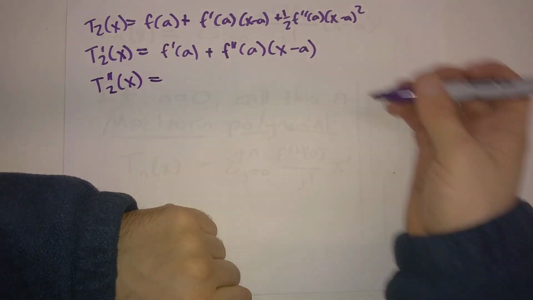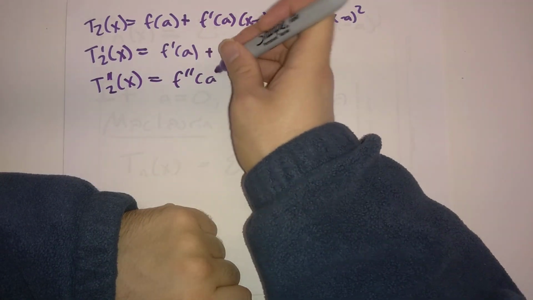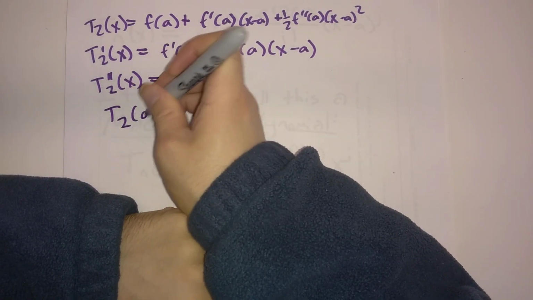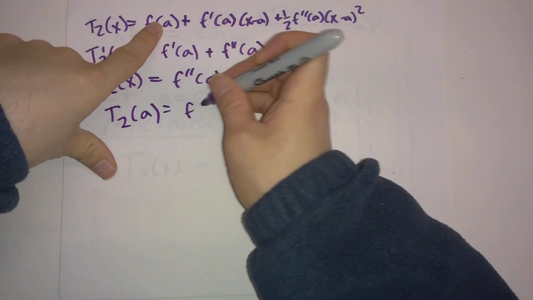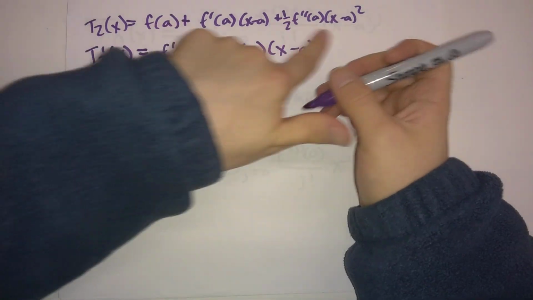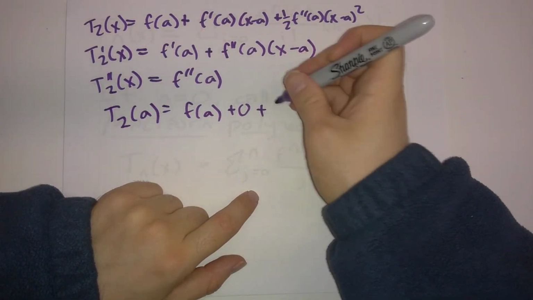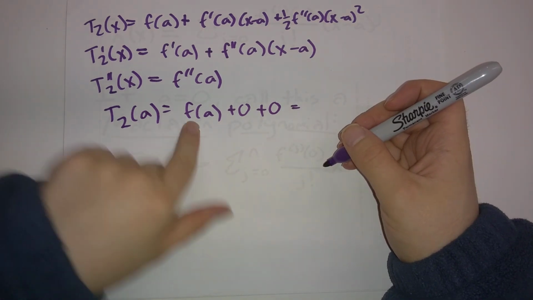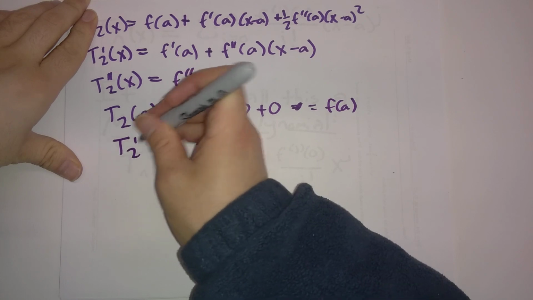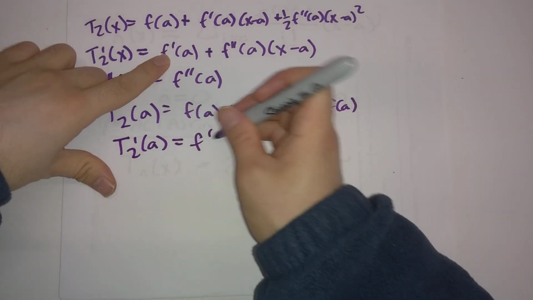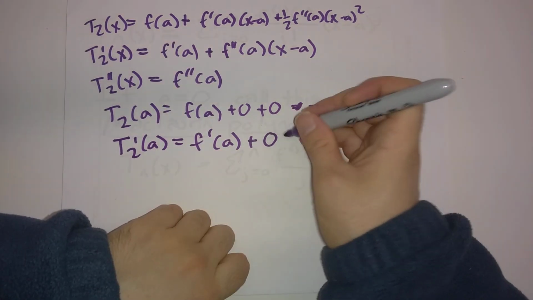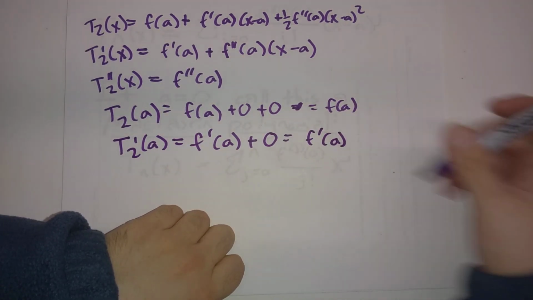And the second derivative just ends up being f double prime of a. So we see here T2 of a is going to be f of a plus something times 0 plus something times a minus a, which is 0. So T2 of a is f of a. And T2 prime of a is f prime of a plus f double prime of a times a minus a, which is 0, so it's f prime of a.